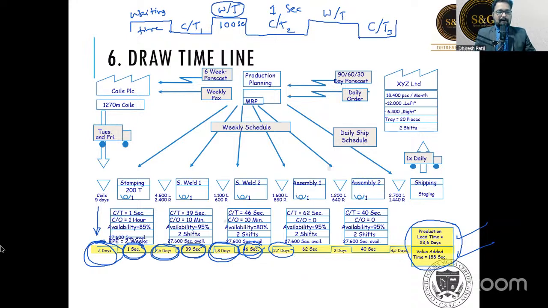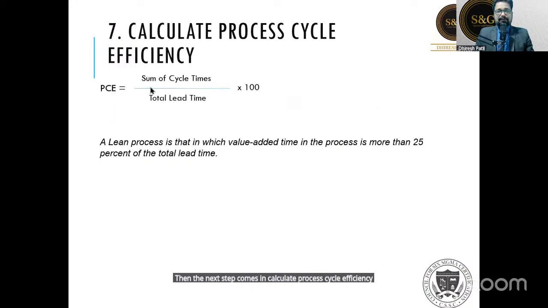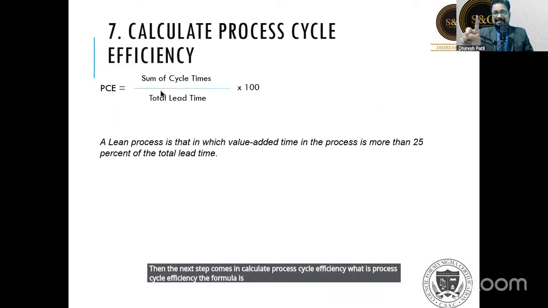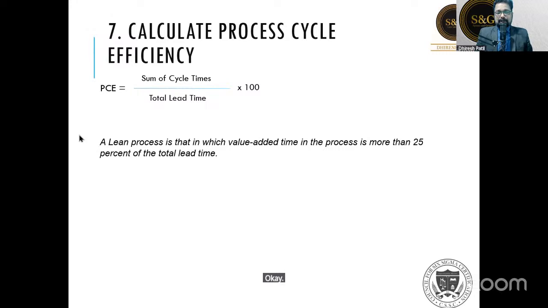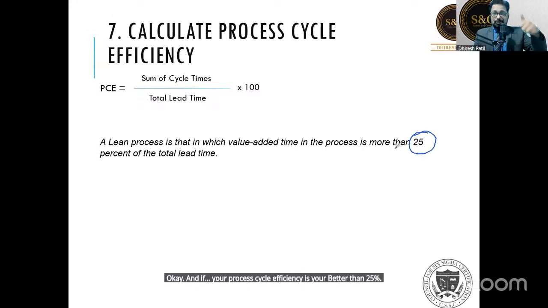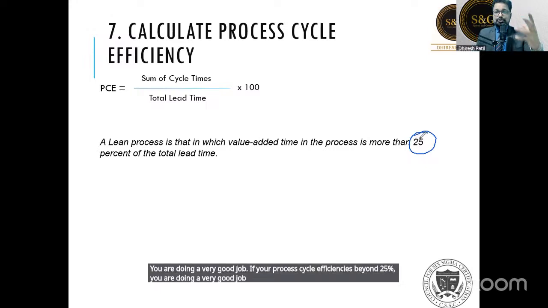Amazing, super. Once this is done, the next step is to calculate process cycle efficiency. What is process cycle efficiency? The formula is the total sum of cycle time, the value added time, divided by total lead time. If your process cycle efficiency is better than 25%, you are doing a very good job. Otherwise, you require huge improvement.